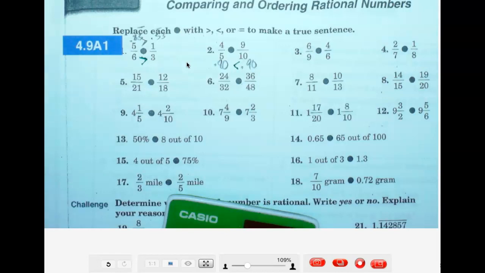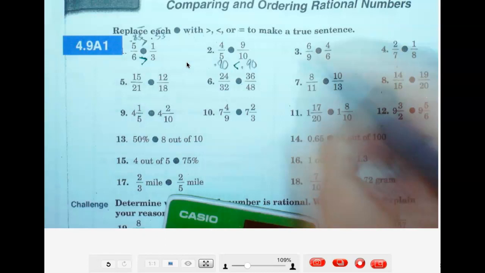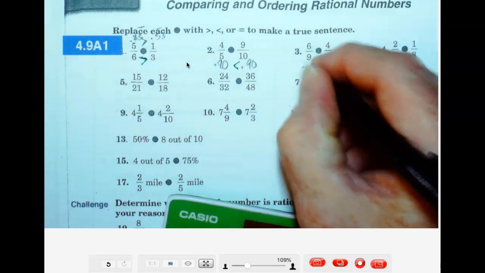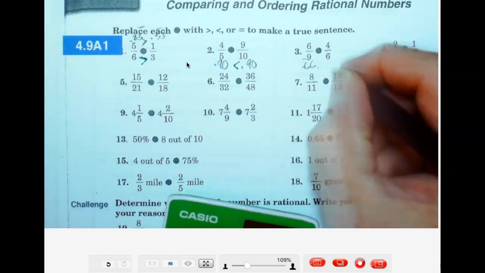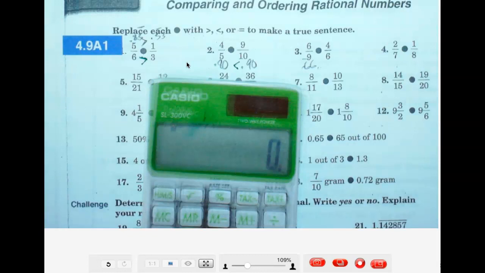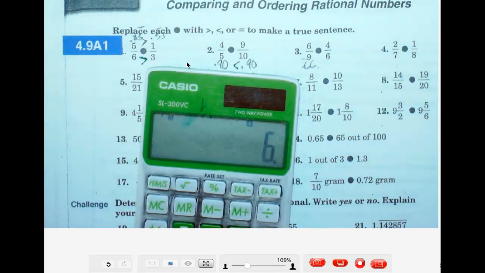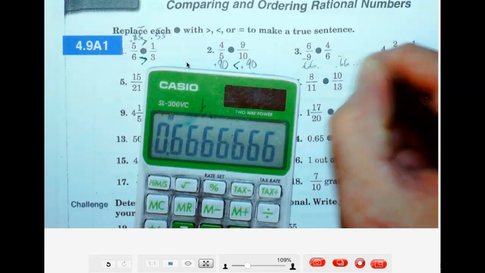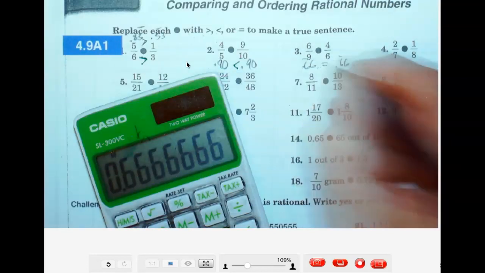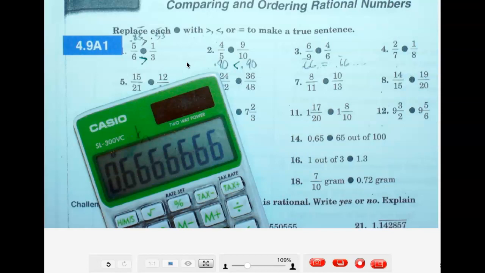All right, let's see. 6/9. Well, 6/9 is the same as 2/3, which is the same as 0.6 repeating or 0.666. Just put some dots there. And 4/6, well, I'm not sure what 4/6 is. Actually, I am, but let's pretend I'm not. But then I'm going to get the same thing. 0.666 repeating. It just goes on and on. So these two here are equal. 4/6 and 6/9. You can simplify them both down to 2/3.